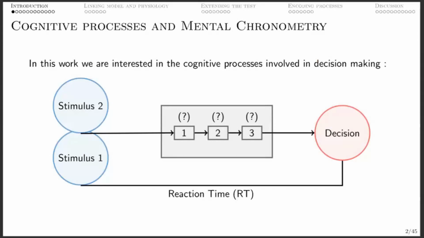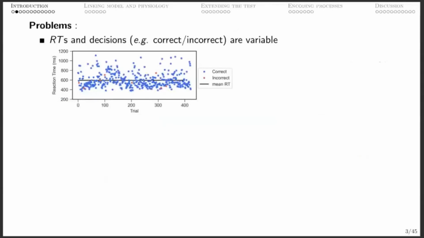So how does a participant choose between multiple alternatives and provide a decision? What are the information processing that is happening between the presentation of the stimuli and the decision? So the problem when studying decisions is that both reaction times and decisions are variable. Decision can be defined, for example, as correct choice or incorrect choice. And when you present the same participants with the same stimulus on different trials, then on each trial you will have different reaction time and even sometimes different decisions, sometimes correct, sometimes incorrect. So this is the first problem. We have this variability that we need to account for when we study cognitive processes of decision-making.